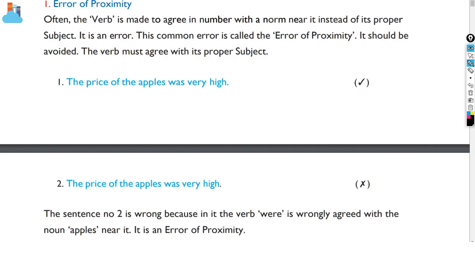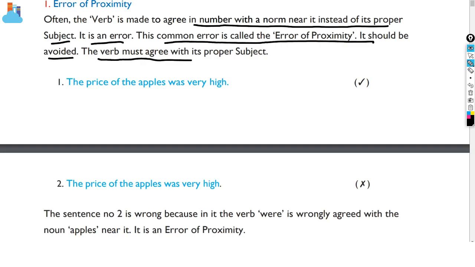Often the verb is made to agree in number with a noun nearest to it instead of its proper subject. It is an error. This common error is called the error of proximity. It should be avoided. The verb must agree with its proper subject.